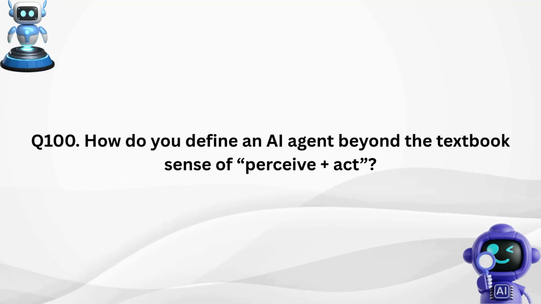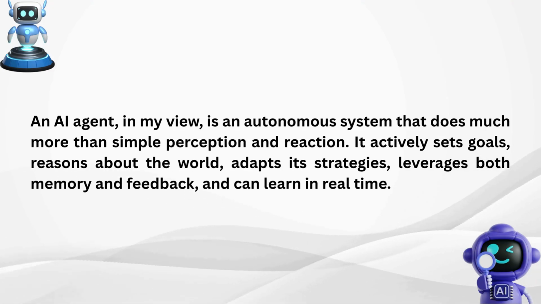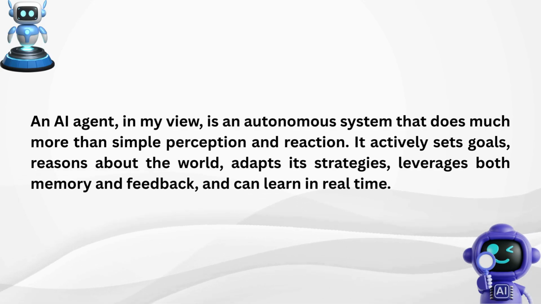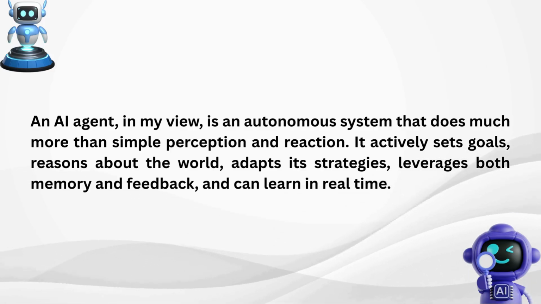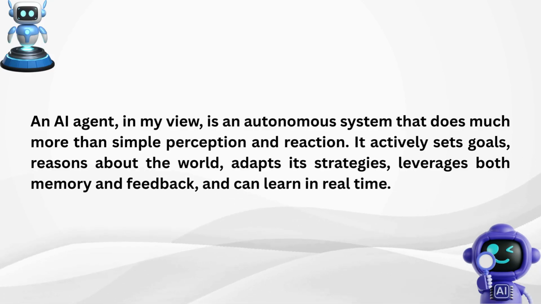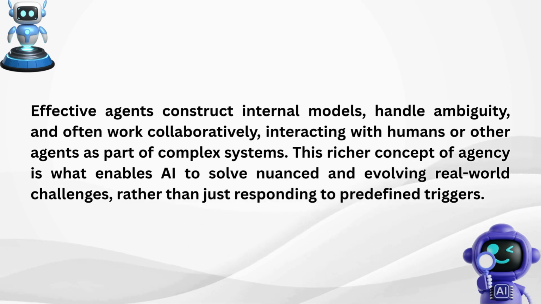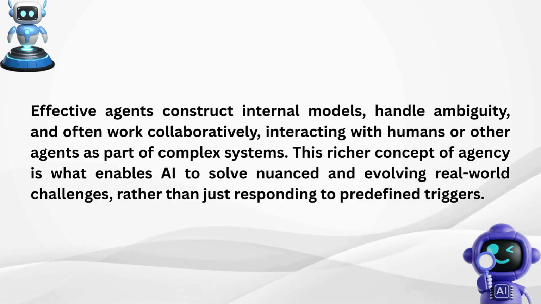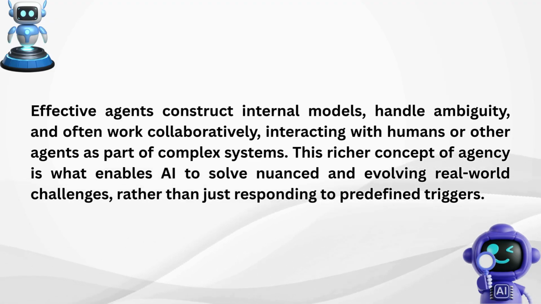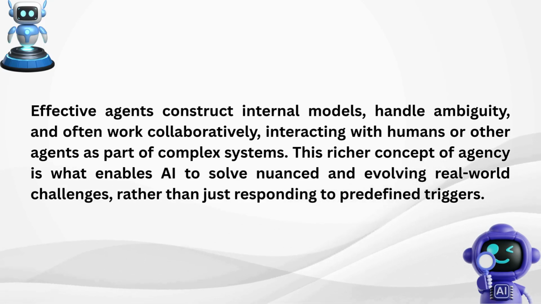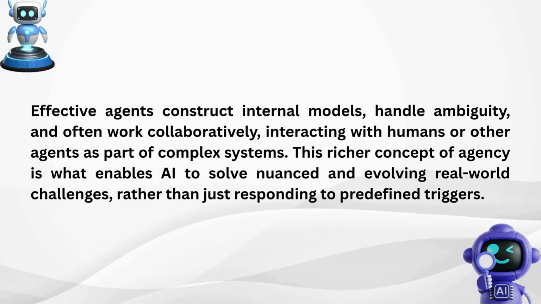How do you define an AI agent beyond the textbook sense of perceive plus act? An AI agent, in my view, is an autonomous system that does much more than simple perception and reaction. It actively sets goals, reasons about the world, adapts its strategies, leverages both memory and feedback, and can learn in real time. Effective agents construct internal models, handle ambiguity, and often work collaboratively, interacting with humans or other agents as part of complex systems. This richer concept of agency is what enables AI to solve nuanced and evolving real-world challenges, rather than just responding to predefined triggers.